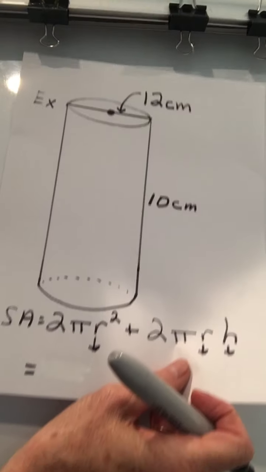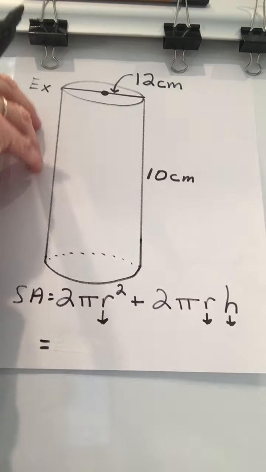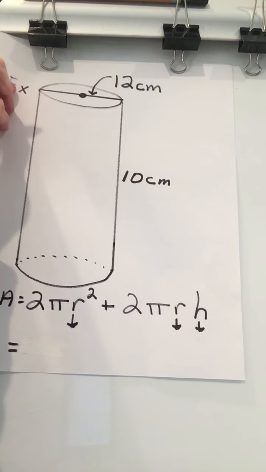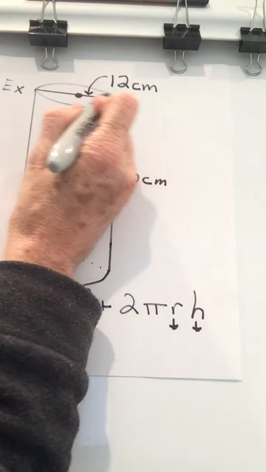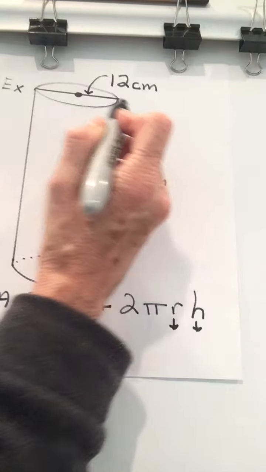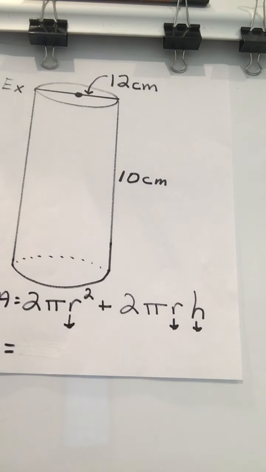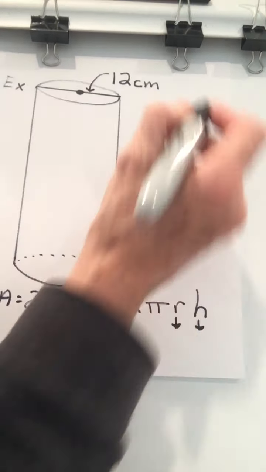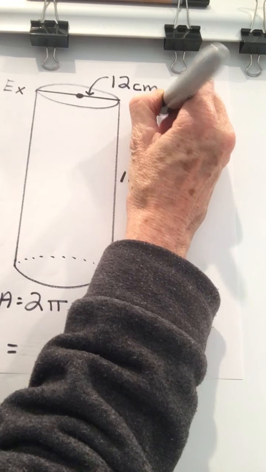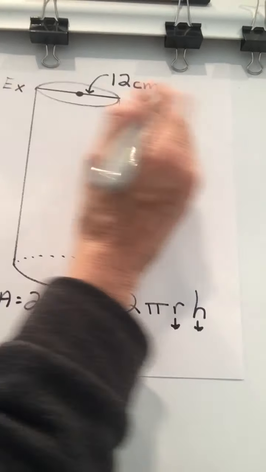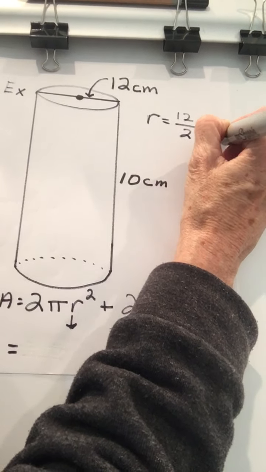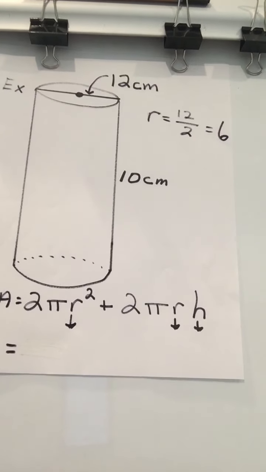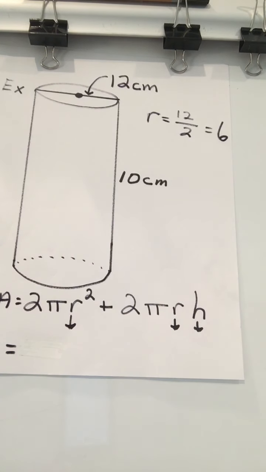Here we have an example. The top is given to us as not the radius, but the diameter. So that is the diameter of the circle on the top, and we're going to need the radius. What would the radius be? Well, the radius is just half of the diameter. So the radius is 12 divided by 2, which equals 6. So we're going to be using 6 for our radius. Now, the height is 10.